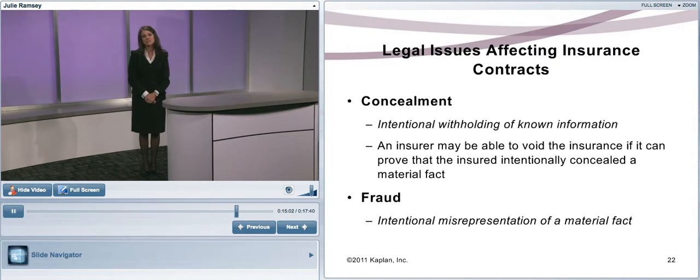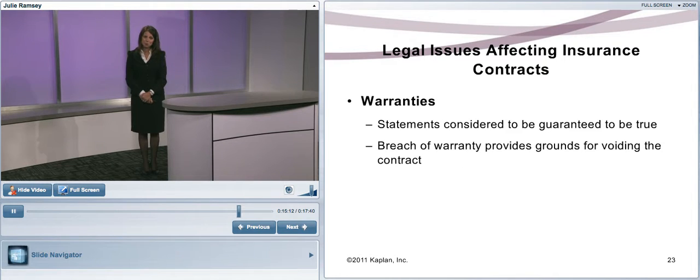Fraud is when someone intentionally lies. They flat out lie about something. A warranty. Statements considered to be guaranteed to be true. If it's a warranty, it's guaranteed to be true.